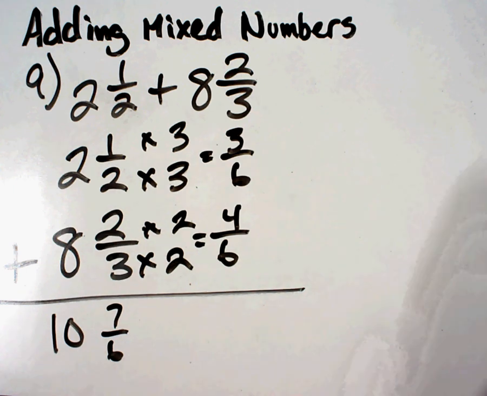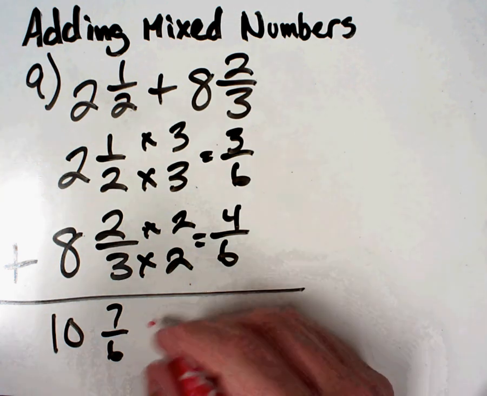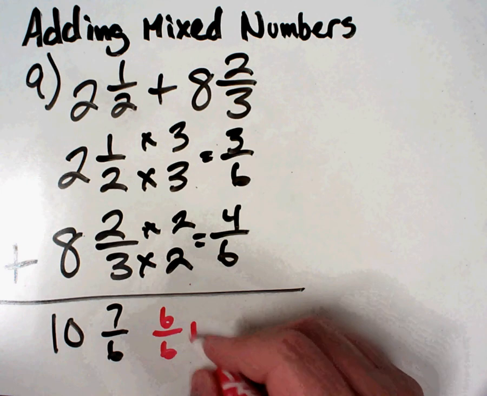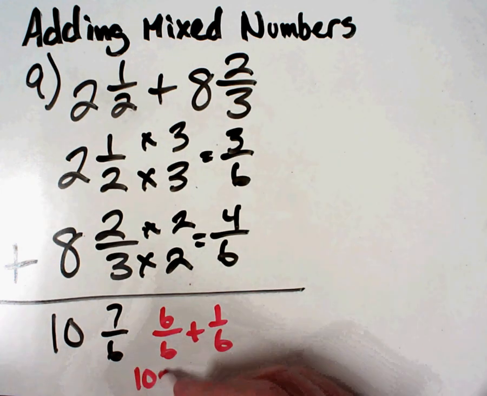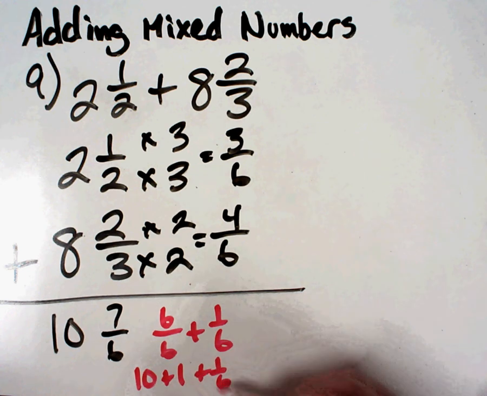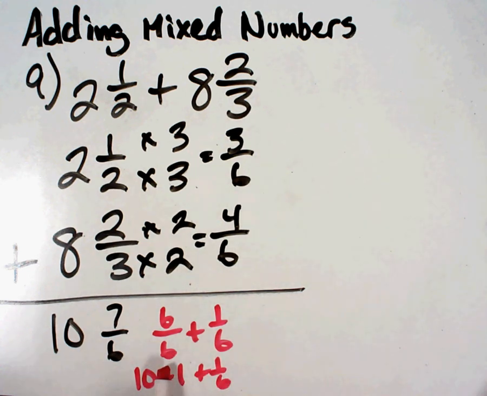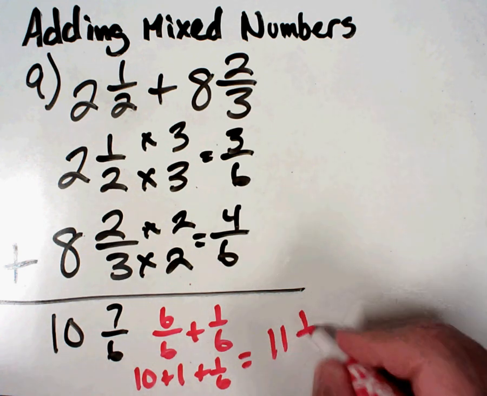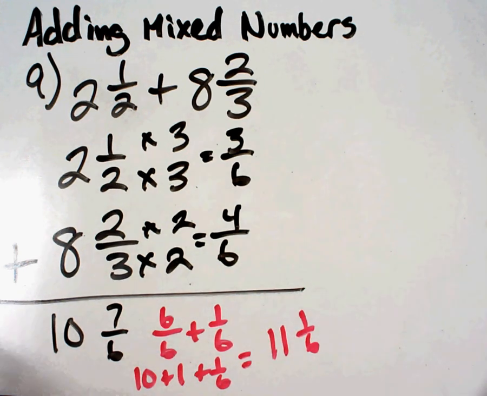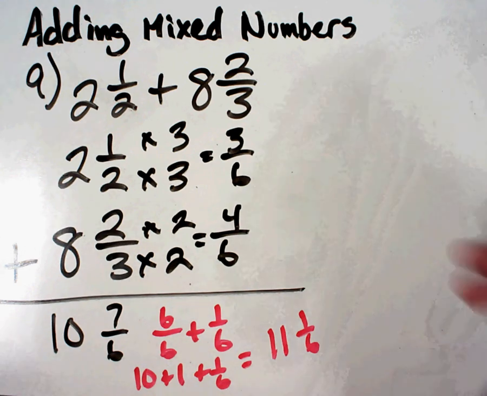So if you are able to look at this and say, you know what, that is 6/6 with 1/6 left over. So we've got 10 plus 1 plus 1/6. Remember, this 1 is coming from this one whole that we're pulling out right here to give me 11 and 1/6. If you're able to do that, that's awesome. But if you need to do the division, do the division.